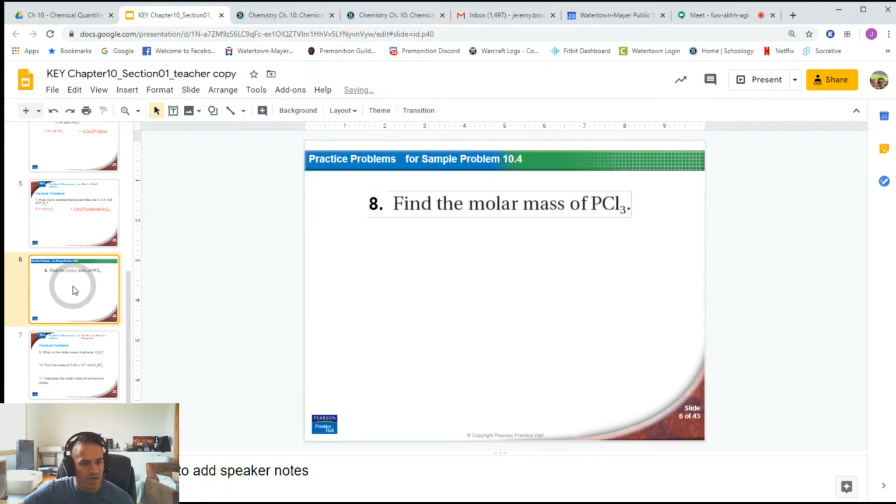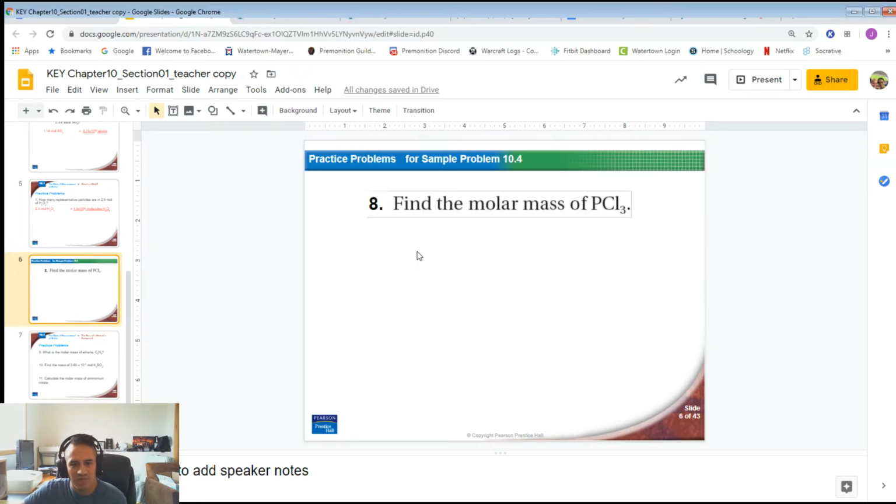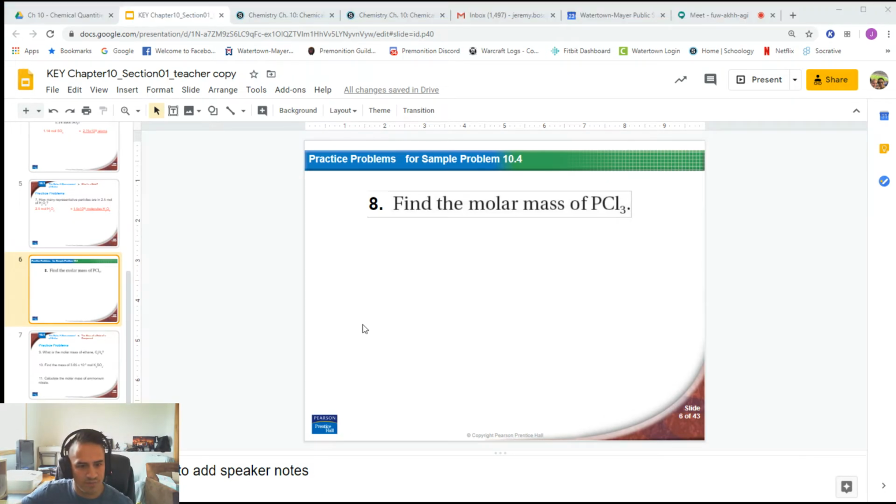All right, we got about 4 more problems left. Here we go. Number 8, find the molar mass of PCl3. All right, so molar mass. Molar mass can be found by looking at the periodic table. So I am going to pull up a periodic table here real quick because we're going to need to look at one. And if you have yours on hand, that would be good.